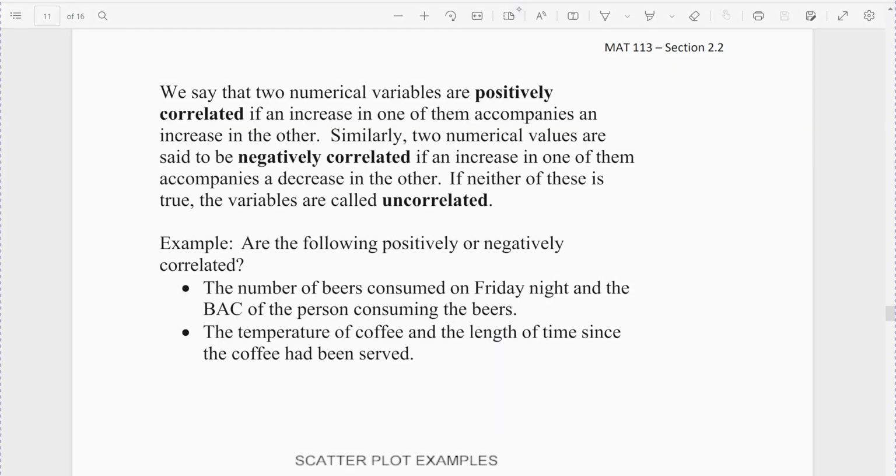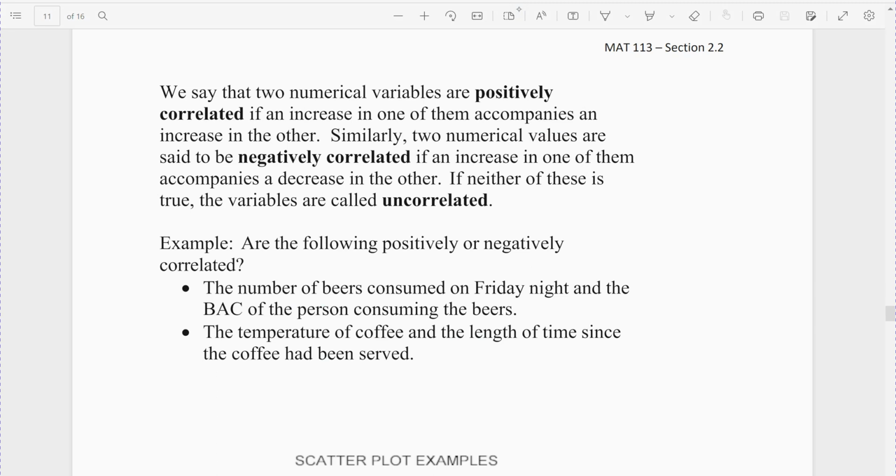All right, so the last thing that we're going to talk about is the relationship between two variables. There are three ways we can talk about the correlation or the relationship between two variables. So we have two numbers and how they relate. They can either relate positively, negatively, or basically are uncorrelated.